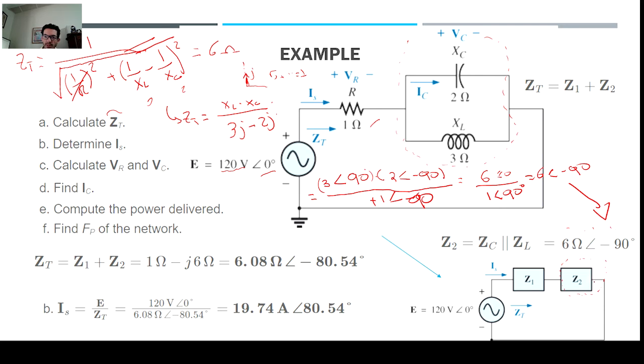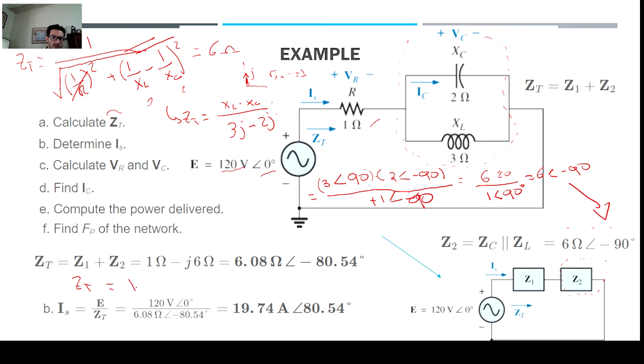we can do in series Z1 plus Z2, where Z1 is this resistor right here. So all we have to do is find the total impedance of the system, where Z1 is equal to 1 ohm and Z2 equals negative 6 ohms because of the 90-degree angle, correct? If it's positive, it will be plus 6 ohm imaginary. So computing this is very straightforward. We are gonna do the same thing.